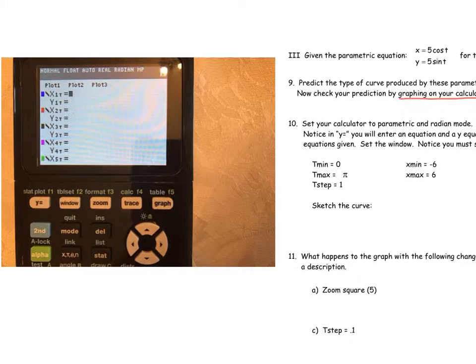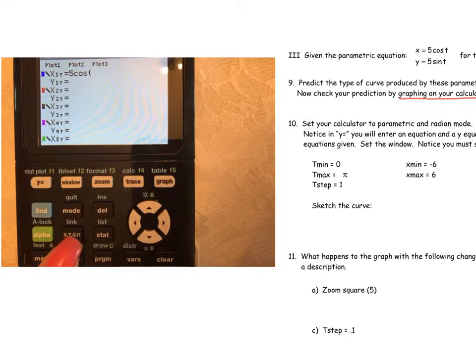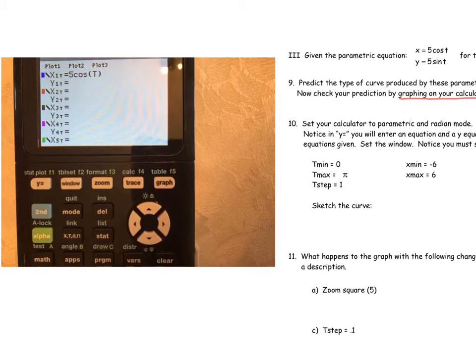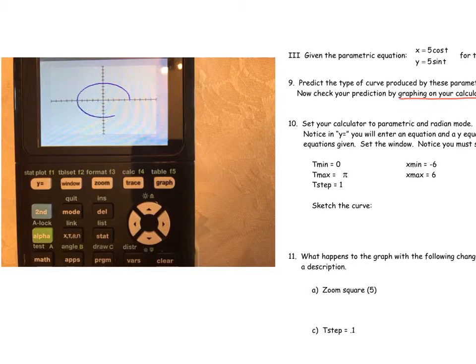So let's go to y equals and put the equation in. So the x was 5 cosine of t. So for t, you click on the x like you usually do because now it's xt. And since I set the mode to be parametric, this represents t. And now I go to y and put 5 sine t. Now let's graph it. And we see a circle of center 0, 0 and radius 5.